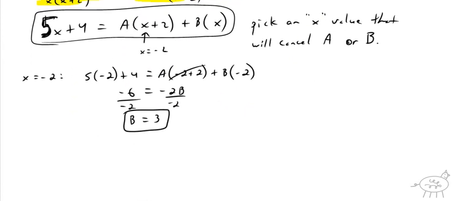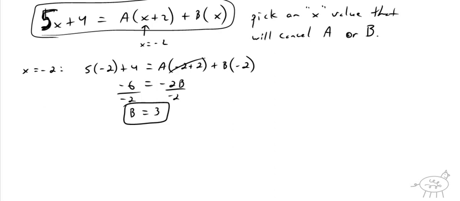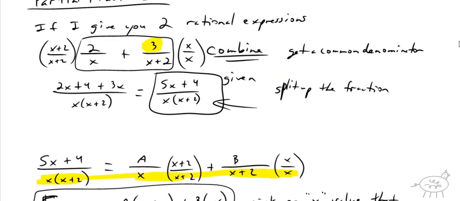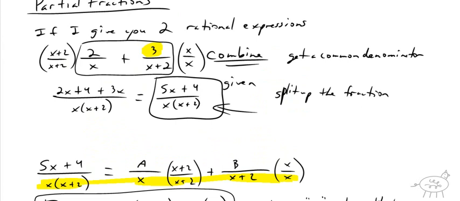Okay, let's find A now. And how do I cancel? I want to cancel out B, so I'm going to pick 0 for x to cancel the B out. So I get 5 times 0 plus 4 equals A times 0 plus 2 plus B times 0. So again, that's out of there, and I wind up getting 4 equals 2A. Divide by 2, A is equal to 2. So again, if we go back up to the top here, look at that. Right there, math fans. There it is. There's 2 right there.